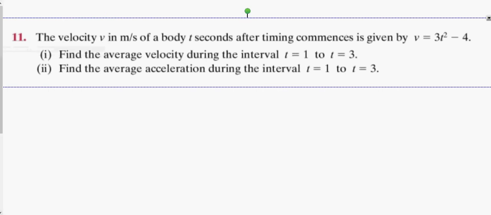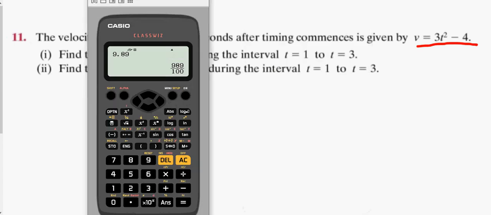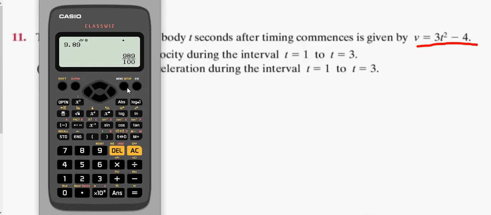Now, the velocity in meters per second of a body t seconds after timing commences is given by the following formula. Find the average velocity during that time. If you're wondering what that actually means, imagine I throw this into the table function as 3t squared, but in my case 3x squared minus 4. I'll start at 1, end at 3. Now you can see the times.